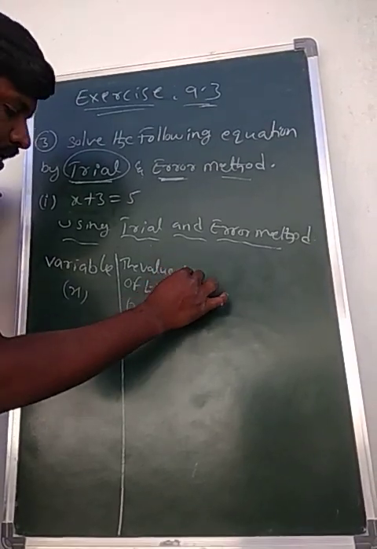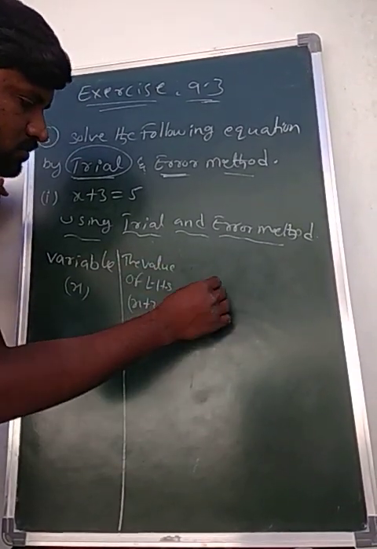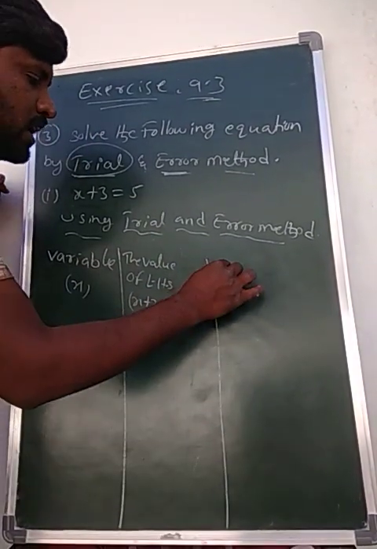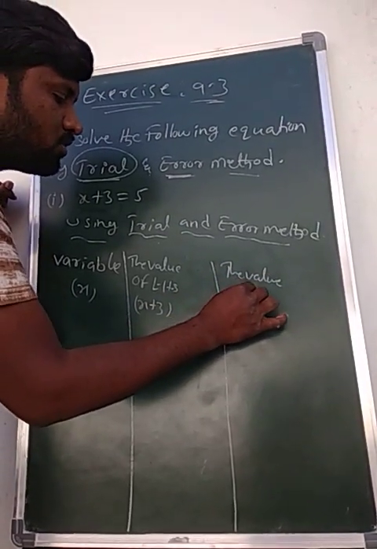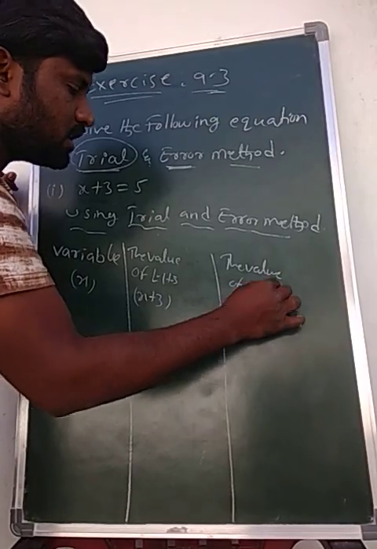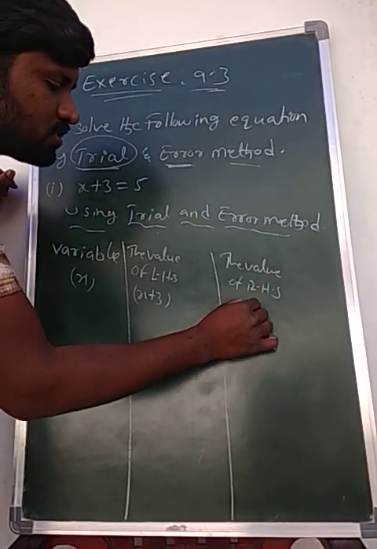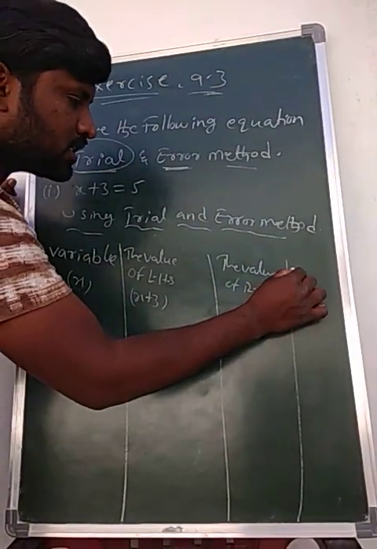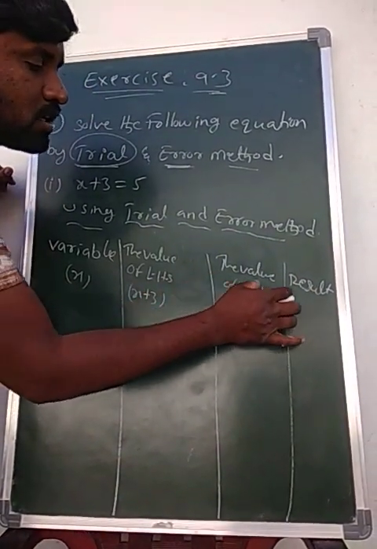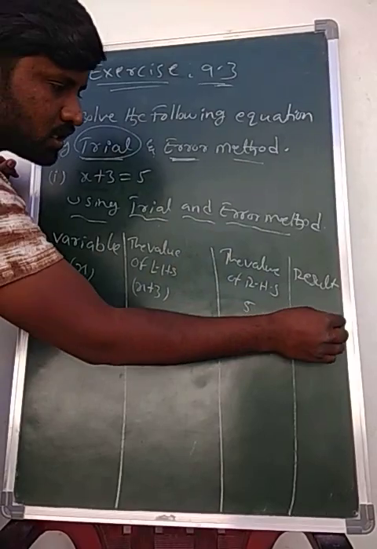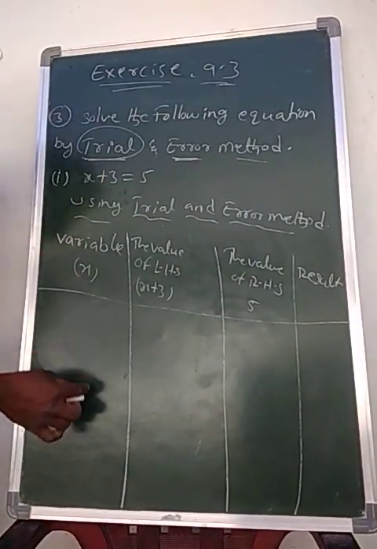Okay, and the value of RHS, the right hand side part, that is 5. Finally, the result means whether LHS and RHS are equal or not. So these are the required columns.